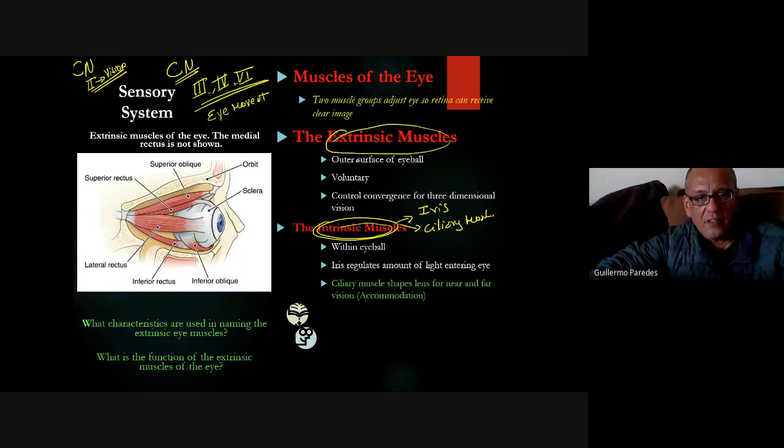Okay? The extrinsic muscles obey cranial nerves 3, 4, and 6. That is the eye movement. You okay with that?